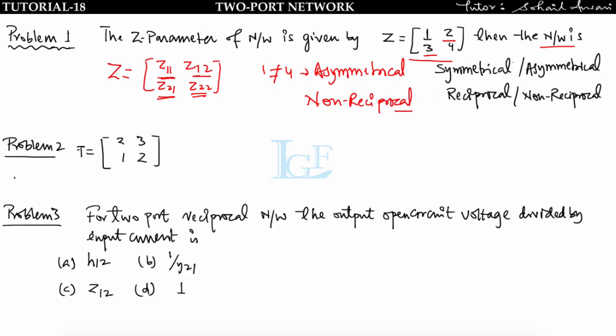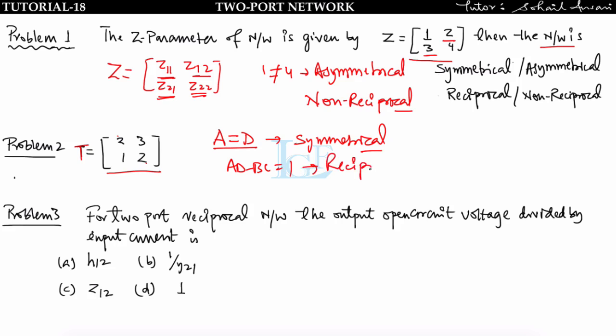Similarly, we have to find whether the network is symmetrical or reciprocal in T parameters. In T parameters, what is the condition for symmetrical? A must be equal to D. This is A and this is D. 2 is equal to 2, so we can say that this is a symmetrical network. For reciprocal, AD minus BC must be equal to 1. AD is 4, minus BC is 3. 4 minus 3 is equal to 1. So this is also a reciprocal network.